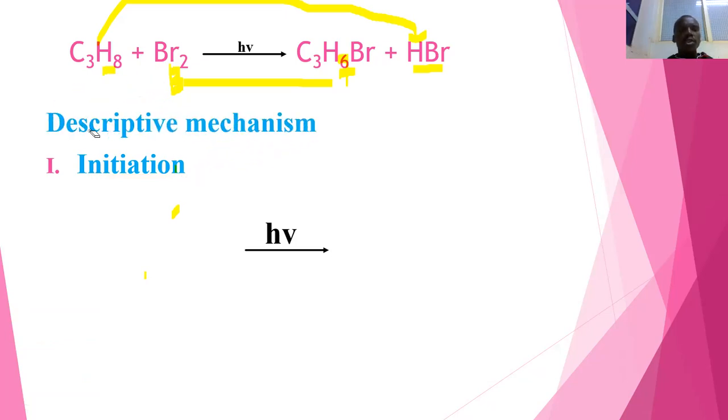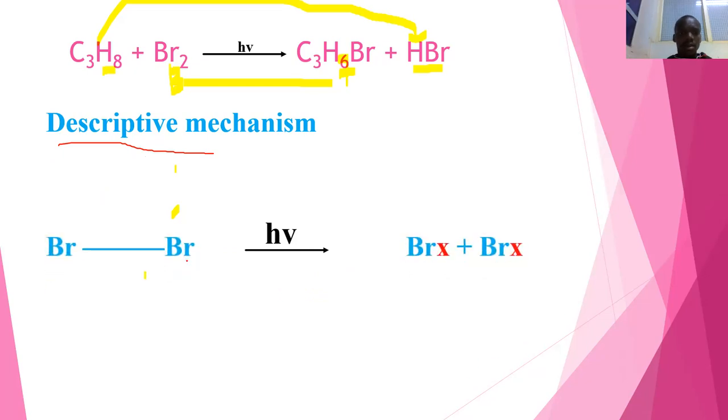So we are going to describe the mechanism in the halogenation process, the mechanism of halogenation of alkanes, more so for the halogenation with bromine. So let's take for instance this bromine. We had two bromine atoms here, so we link them with the bond that holds them together.